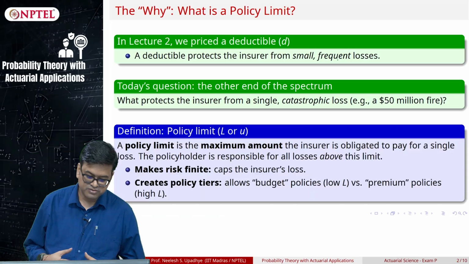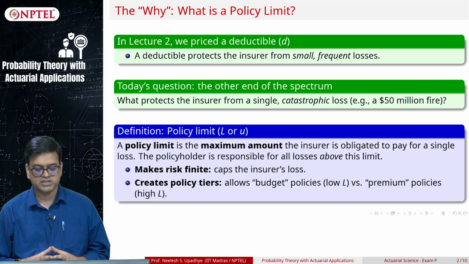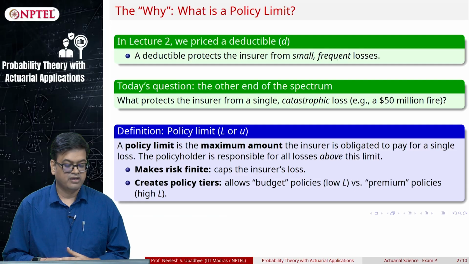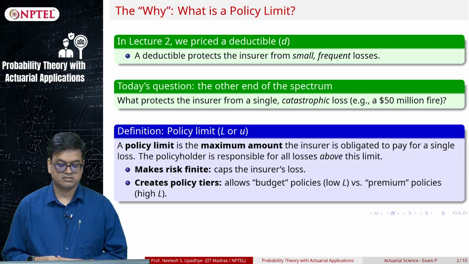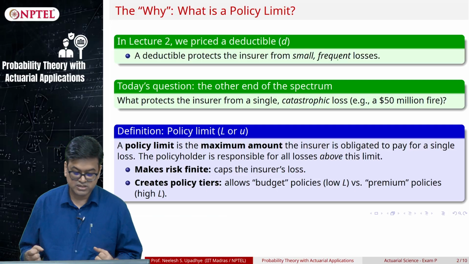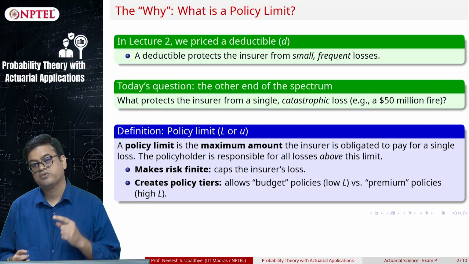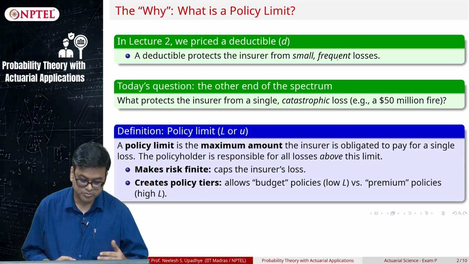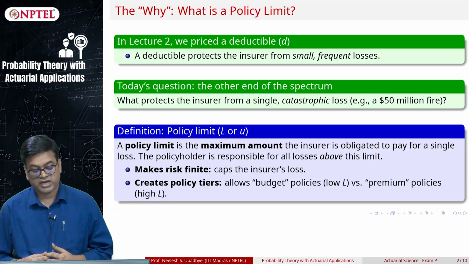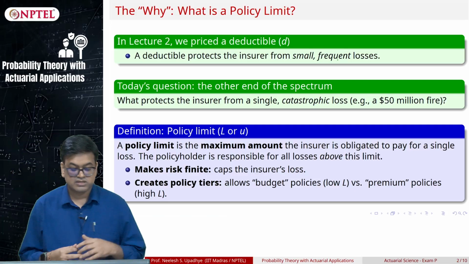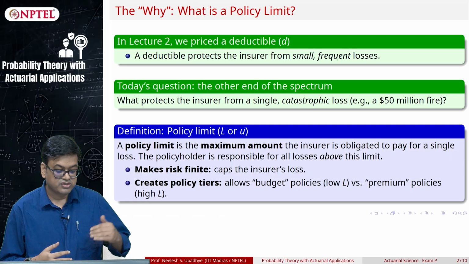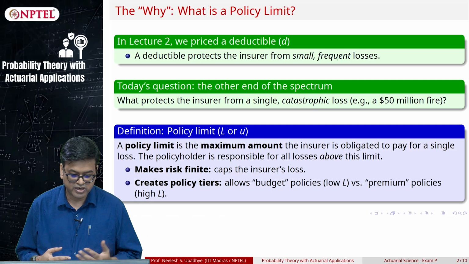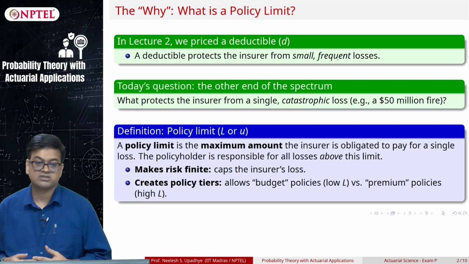So, we will define a policy limit, which means the maximum amount the insurer is obligated to pay for a single loss. The policyholder is responsible for all losses above this limit; the insurer does not have to pay from his pocket. What is the benefit of this? Your risk as the insurer is finite, you will never pay beyond a certain limit. So, it caps insurance losses.